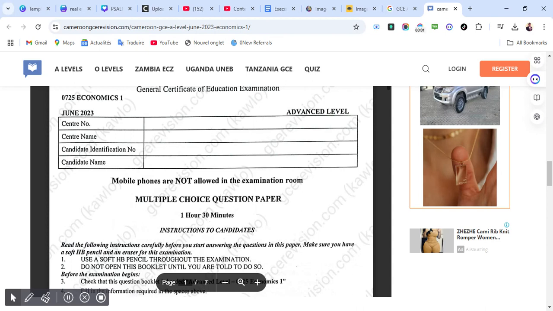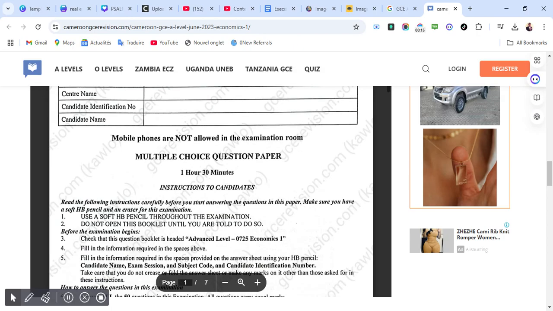Right now, we'll be looking at revisions of economics paper one, advanced level 2023. So I'm going to show you all the questions and answers as you can see here.